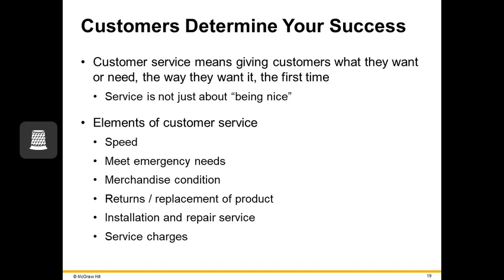Merchandise condition: is stuff coming in damaged or is it coming in the right condition? Is it coming in new the way you expect it to be? Can I return something? Can I replace it if I have a problem? Okay, if I need help with installation or repair, is there some sort of service that will help with that? And what are the charges for these services? Those are all elements of customer service.